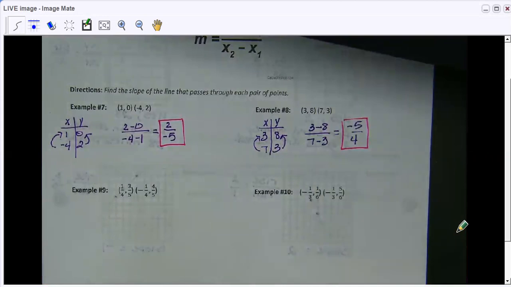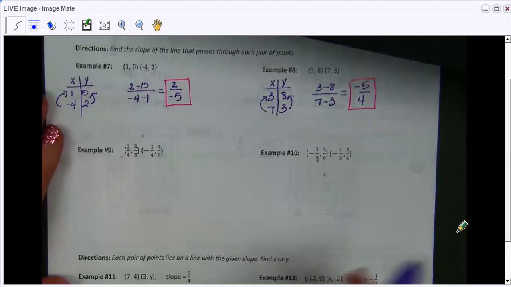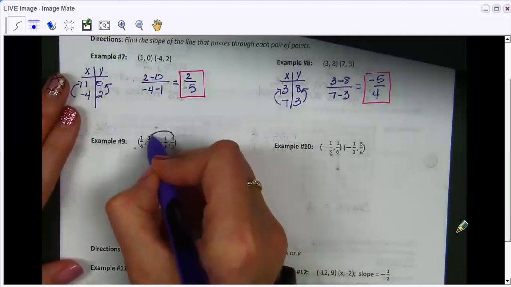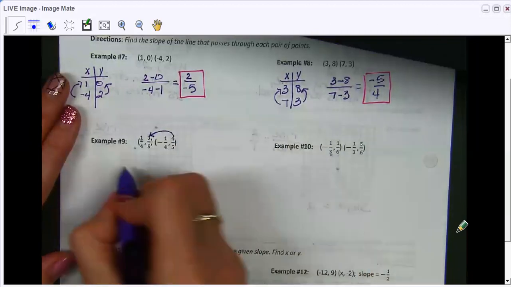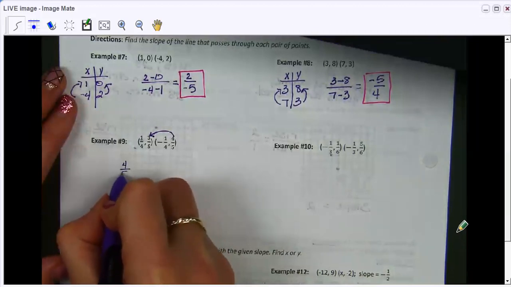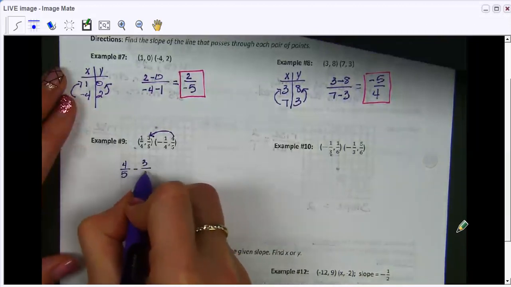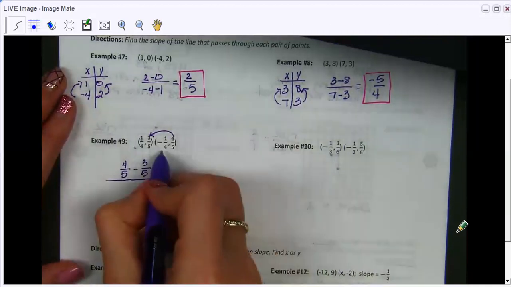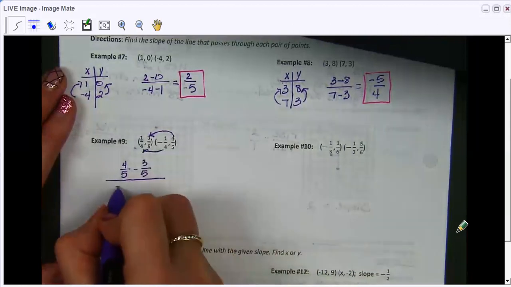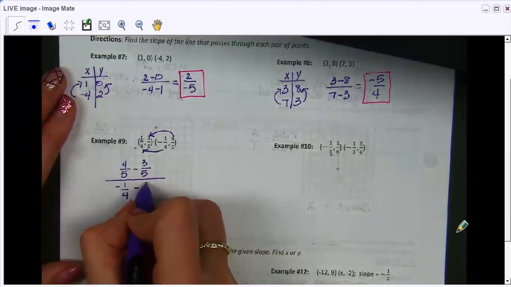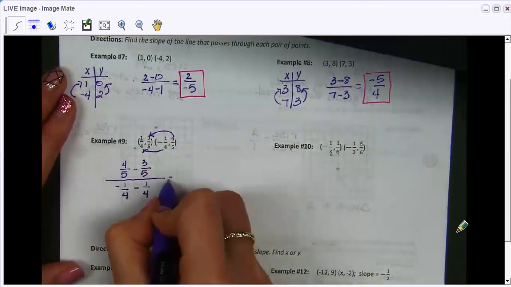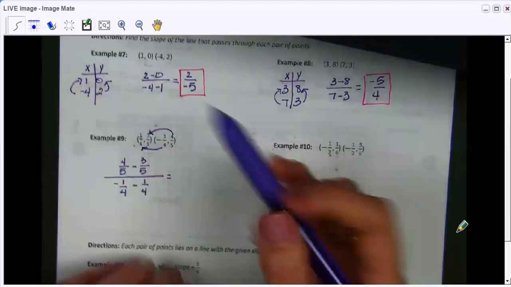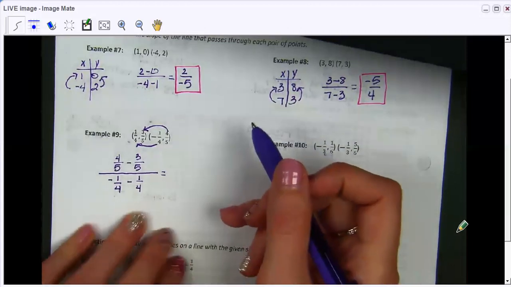Never divide. Now we get to fractions. Yay. Okay. So I'm going to take y2 minus y1. So 4/5 minus 3/5 over x2 minus x1, which would be negative 1/4 minus 1/4. Okay. All right. Now we're just going to simplify these two. So what's 4/5 minus 3/5? 1/5. That's right.